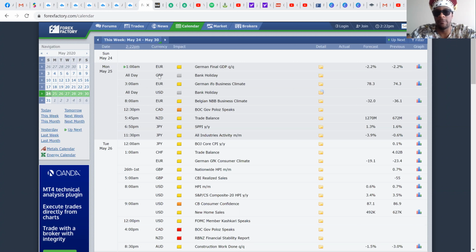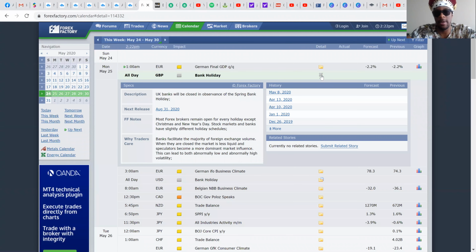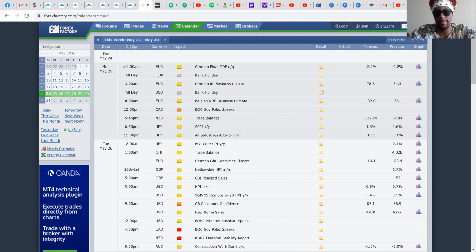And you have the bank holiday for GBP. And if you click the folders, you can read more details about it. It got a spring bank holiday. So I'm not trading GBP pairs or the USD pairs.